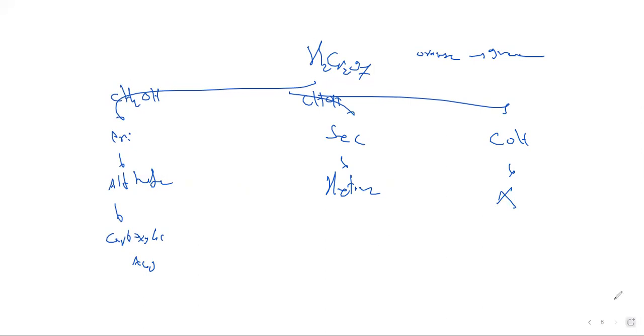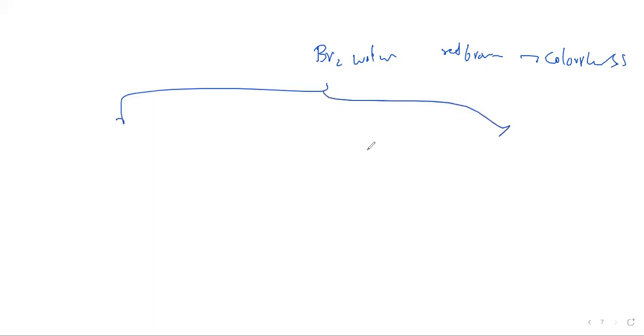After that, for alkane and alkene, bromine water. Red brown to colorless. In case of alkane, no change. In case of alkene, it changed from red brown to colorless.